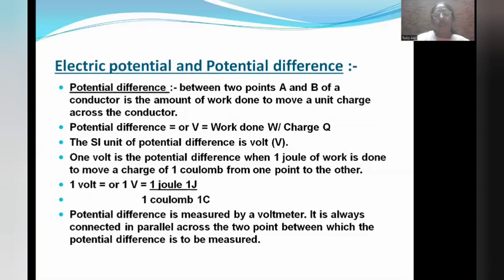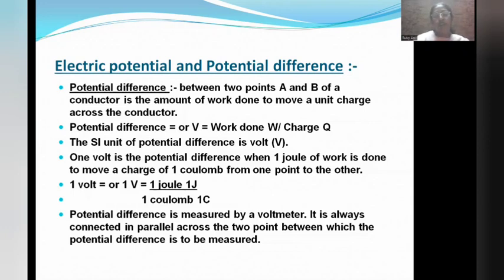Or we can say potential difference is equal to work upon charge. Potential difference is denoted by the letter V, and work is denoted by the letter W. So V is equal to W upon Q. The SI unit of potential difference is volt. So 1 volt is equal to 1 joule per coulomb. Potential difference is measured by using an instrument called voltmeter. And this voltmeter is always connected in parallel.